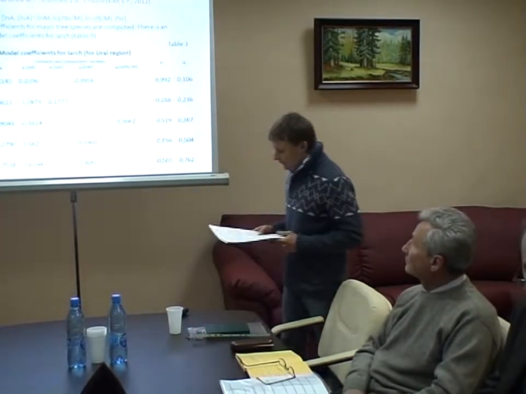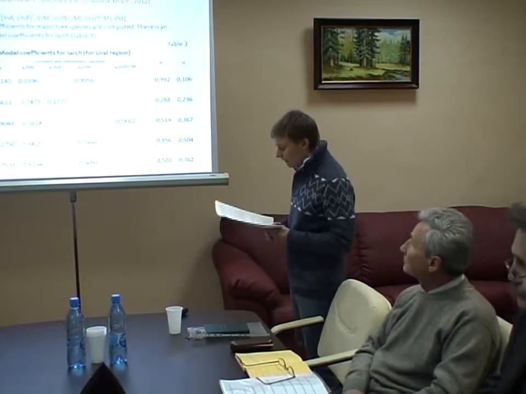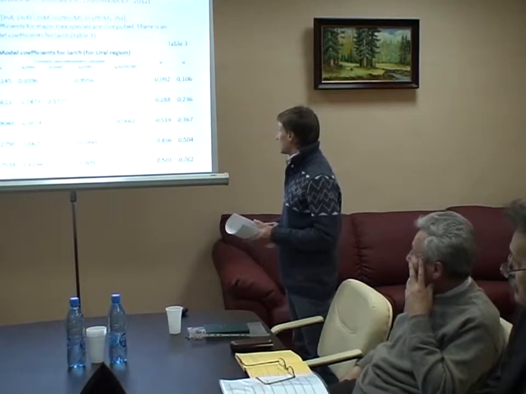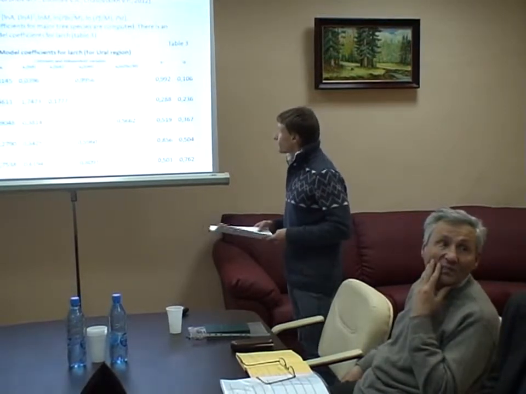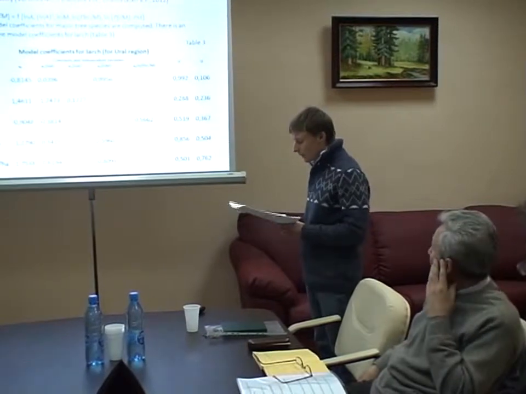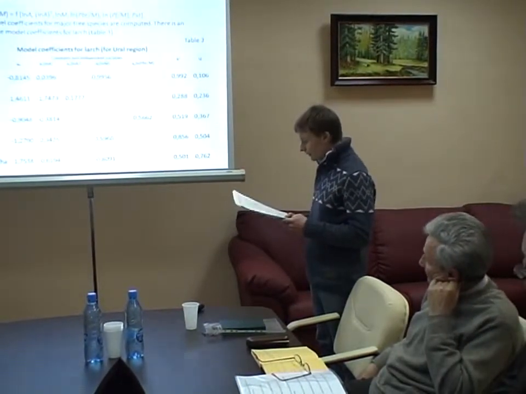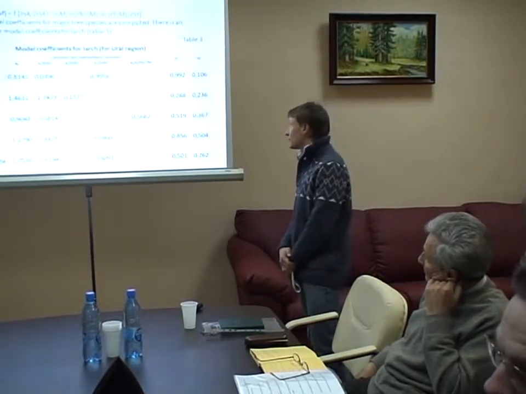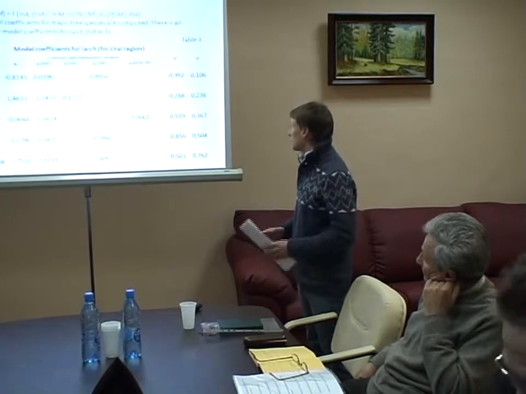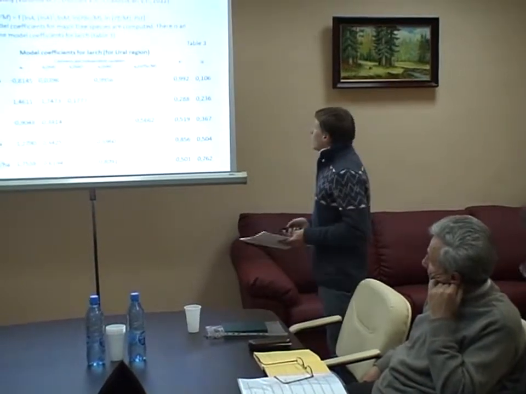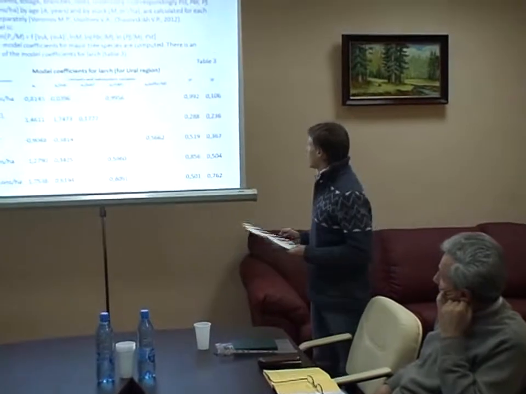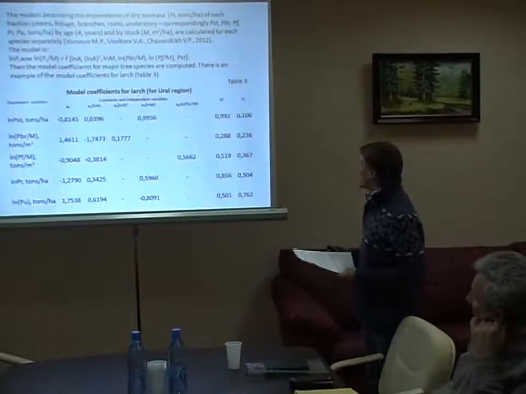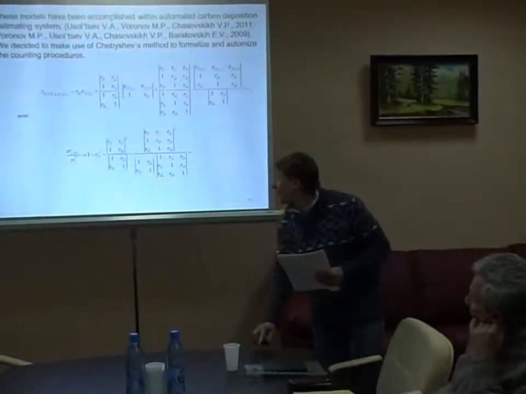The model describing the dependence of dry biomass of each fraction on age and stock is calculated for each species separately. Then the model coefficients for major tree species are computed. Here is an example of the model coefficients for such species as larch. And the same table is compiled for biomass annual growth as well.